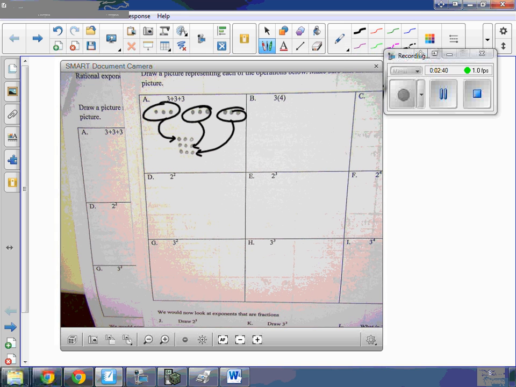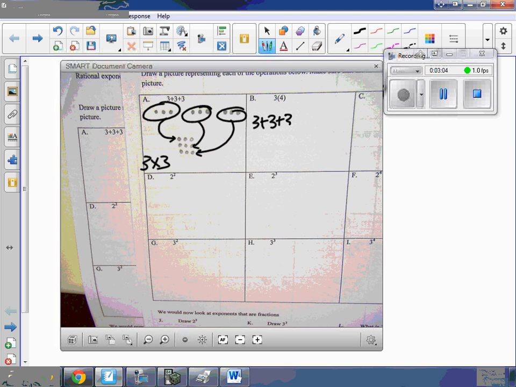Well, if I asked you to do 4 rows of 3, which I'm asking you to do, instead of 3 plus 3 plus 3 plus 3, I can combine them into 3 times 4. So this is exactly the same thing as 3 times 3. For part B, 3 plus 3 plus 3 plus 3 is the same as 3 times 4.